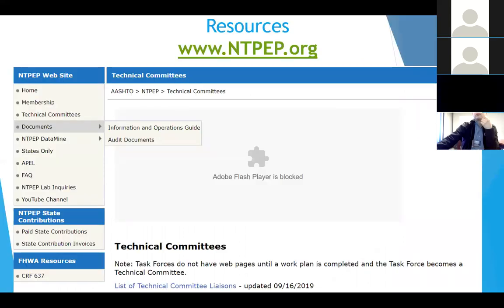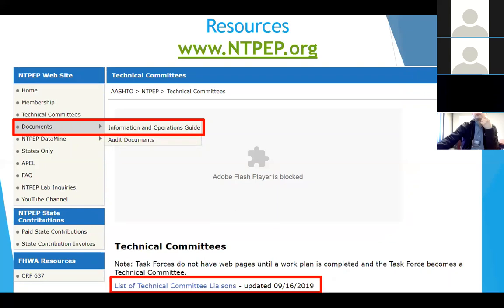So a lot of what I discussed here today, all this information is found in our Information and Operations Guide, which is found on the NTPEP.org website. And just by clicking on documents, it will open up to the Information and Operations Guide, which is publicly available to you. Also, we talked about the tasks the liaisons are responsible for. To access the list of the technical committee liaisons, if you're not familiar with who that may be on the NTPEP team, you can click on this link here and it will open up a spreadsheet indicating who to contact in case you have any questions related to any of the technical committees under NTPEP.